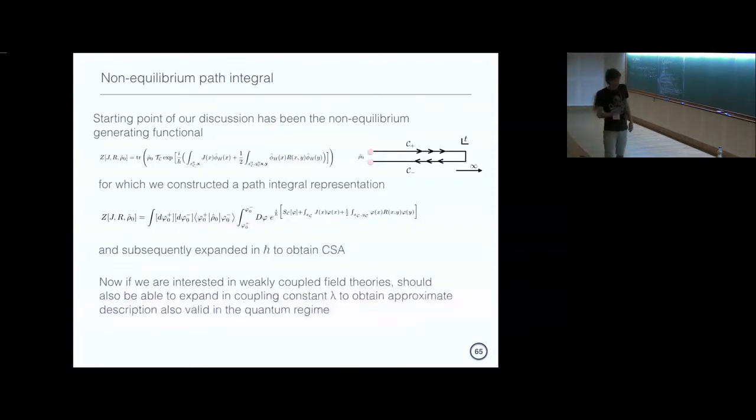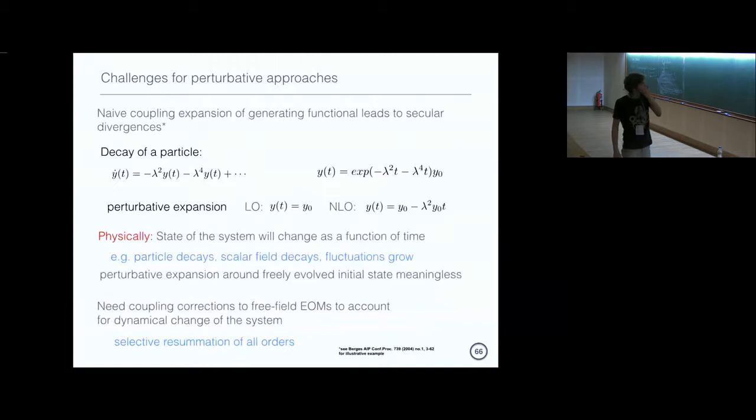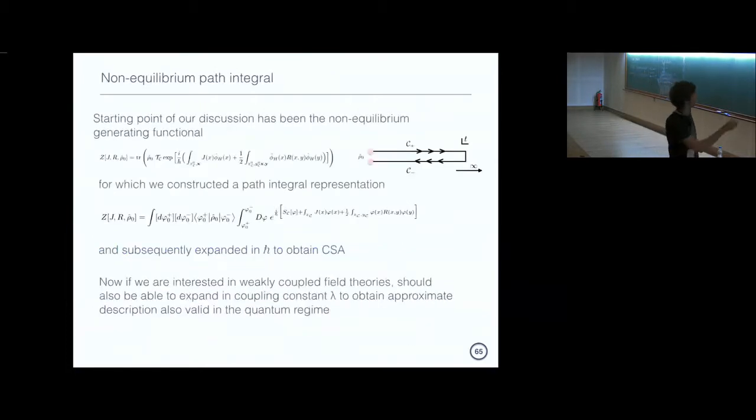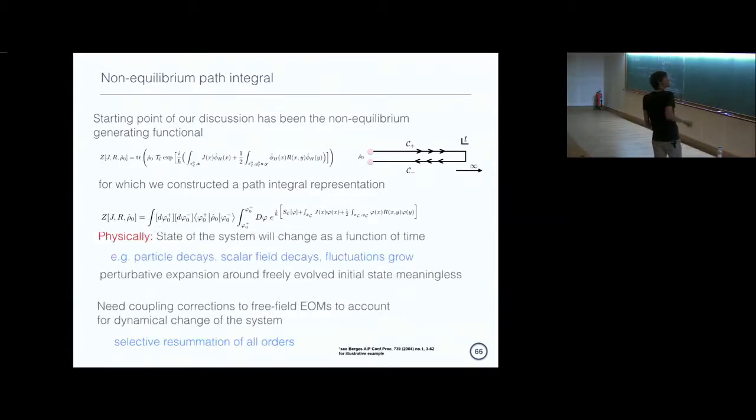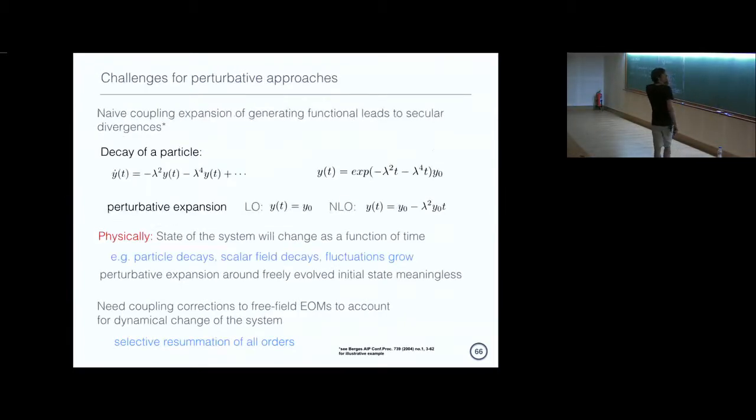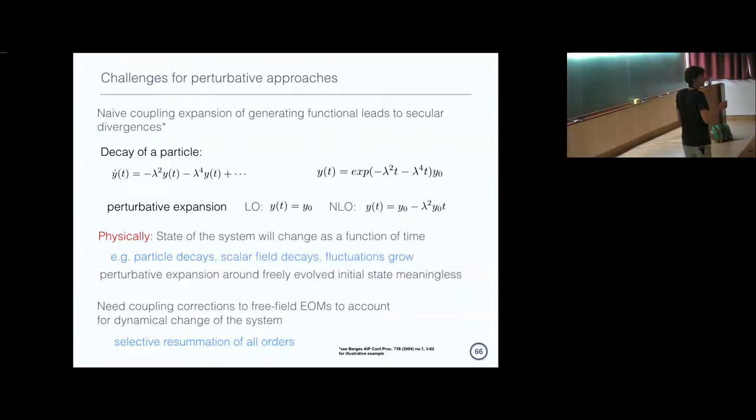Okay, so how are we going to do that? Usually you may be tempted to say, okay, I take my action, the action has some parameter lambda, I expand, and I just compute order by order in the coupling. Now it turns out this is a little bit too naive, and the reason is not that difficult to understand. If you do this naive coupling expansion, it leads to a phenomenon called secular divergences.